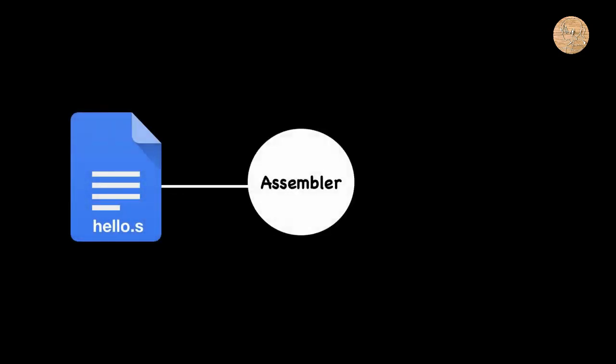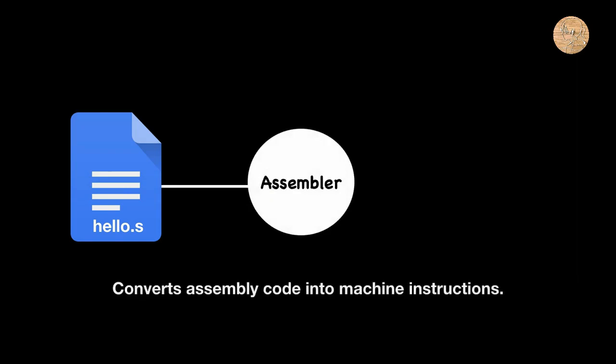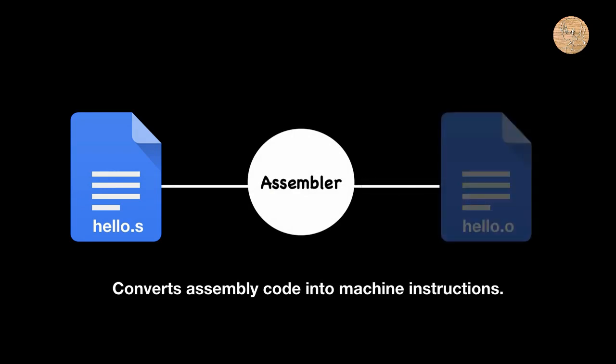This assembly code is then passed to the assembler. This is a step where the assembly code is converted by the assembler into the machine instructions. In other words, the binary form. It is then saved as hello.o.